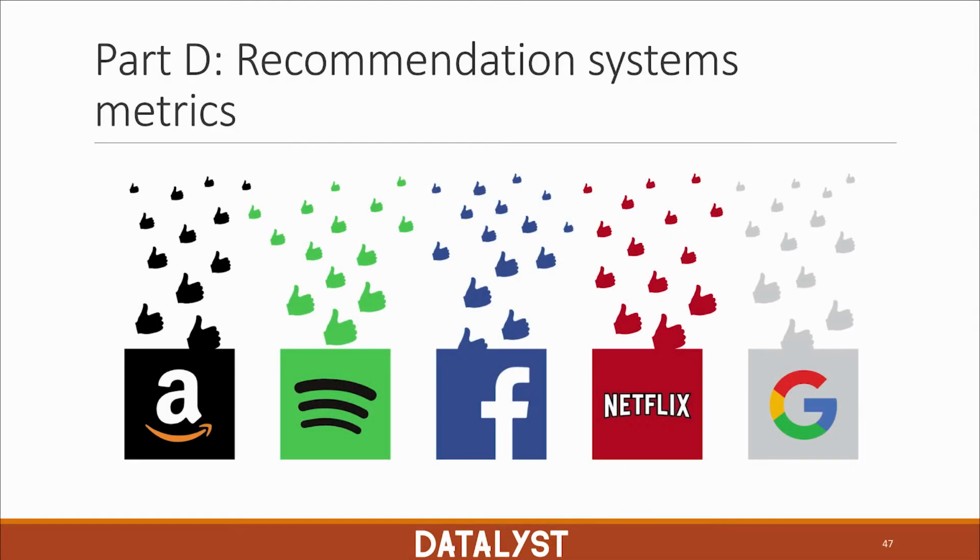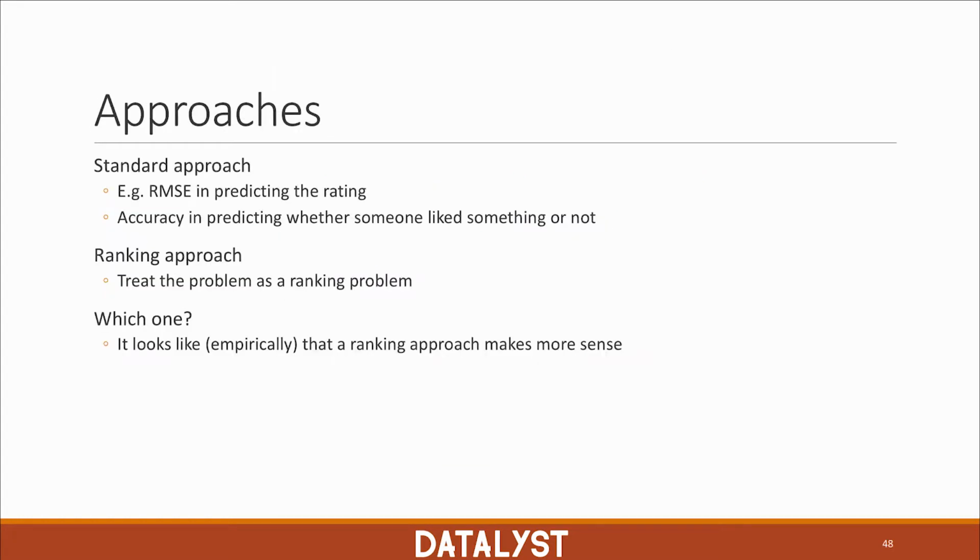Now let's move on to discuss metrics in recommender systems. The standard approach in recommender systems is to use the root mean squared error when predicting the rating that someone will give to an item, or use the accuracy in order to predict whether someone liked something or not, like a binary problem.